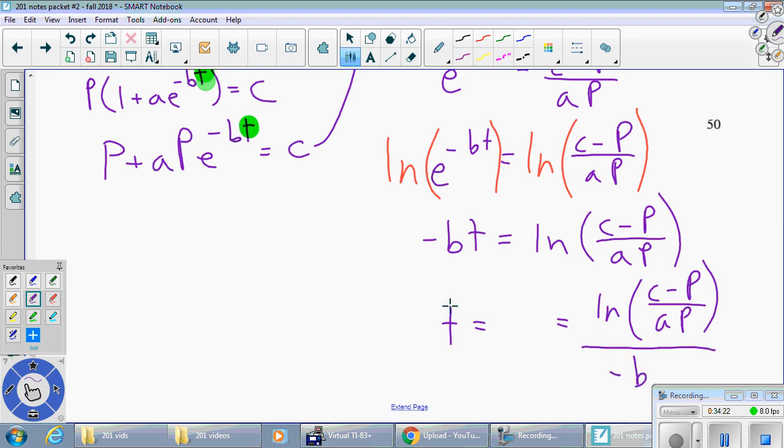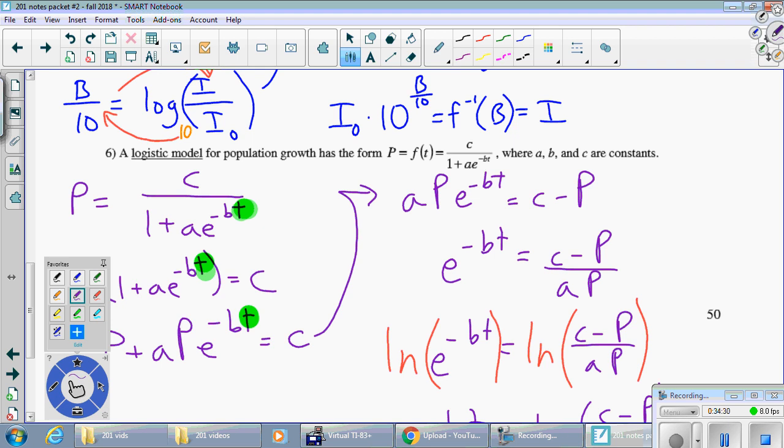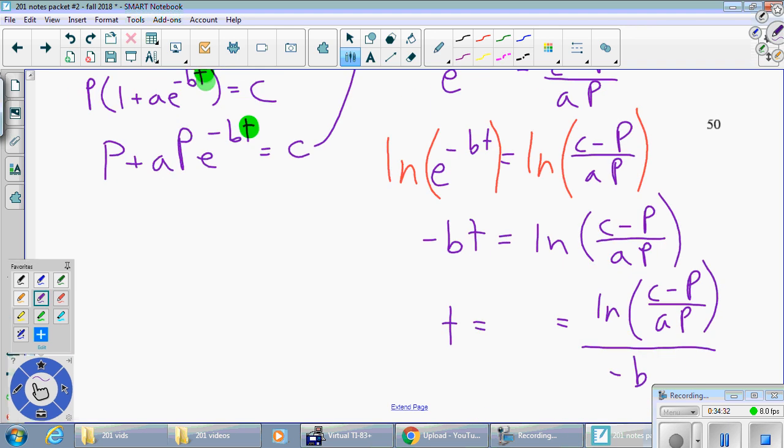And then in that space there, I'm just going to use my inverse notation. So what was the name? This was an f of t function. And so this is f inverse of P right here. So interpreting this, if you give this function a value of P, it will output the corresponding value of t.